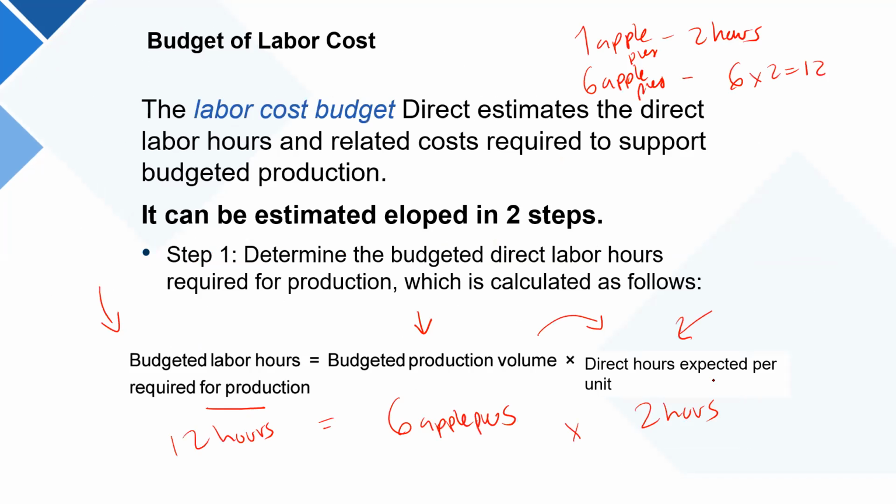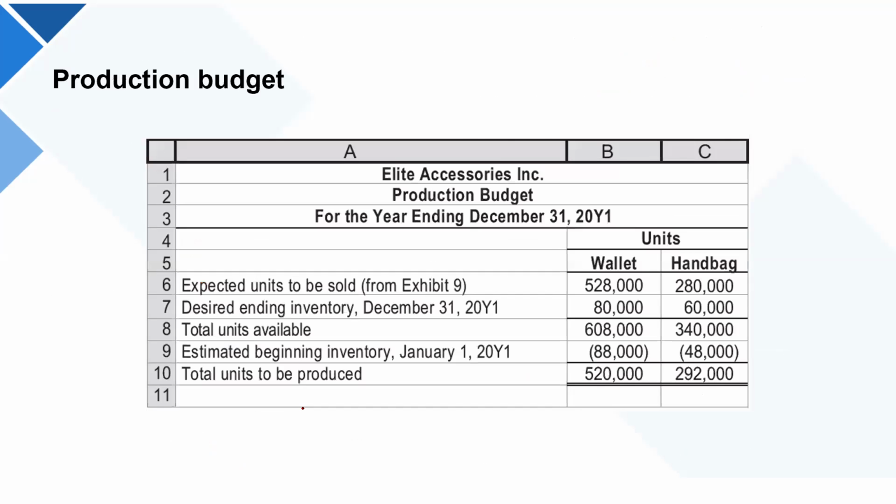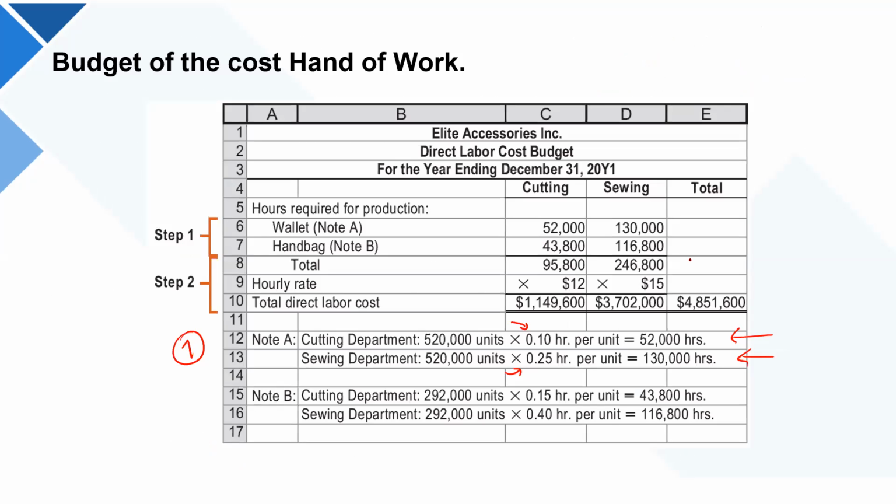It's the same as with the apple pies. If I want 6 apple pies and it takes me 2 hours to bake one apple pie, how many hours am I going to need to bake my 6 apple pies? If I want 520,000 apple pies and it takes me 0.10 hours to bake one apple pie, how many hours am I going to need for the entire production of apple pies? Yes? Yes. Okay, so once you have both of them, because we have two products, you just add them up, all right?